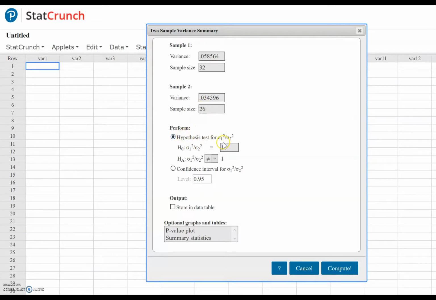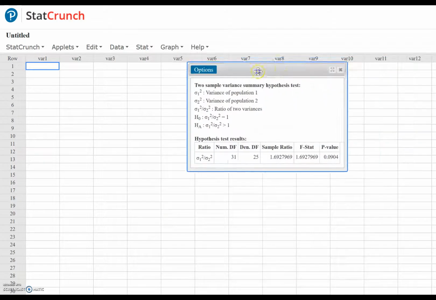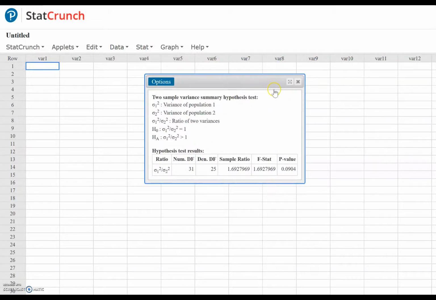Now, StatCrunch writes our hypothesis in the form of a ratio, so we're going to leave that one alone. And then down here, we want to make sure that we check the appropriate box. We had, I believe, a greater than symbol there because of the way that our groups were worded. And we are going to go ahead and push compute now. We can see from our output table here, here's our F statistic, which is the same value as what we got. If they were off just a little bit, that would have been due to rounding issues. And then I also have my p-value here of 0.0904.